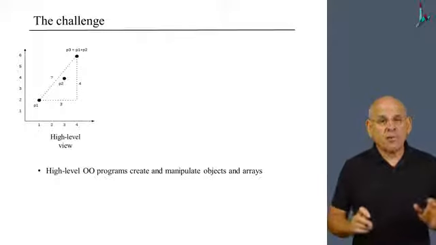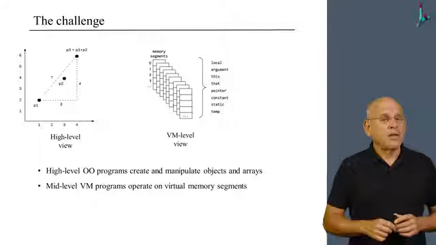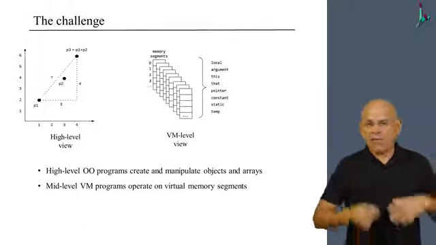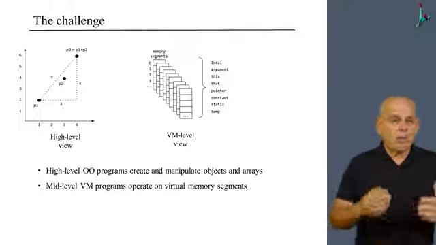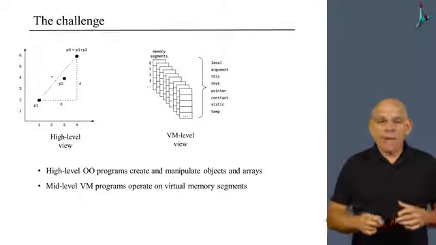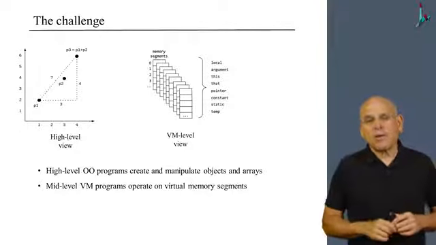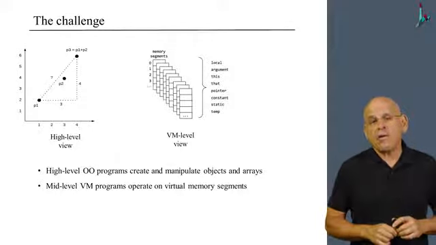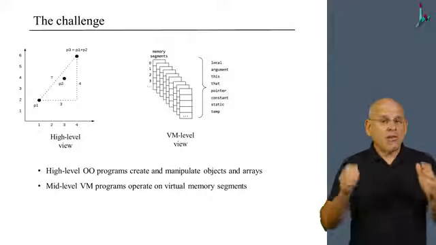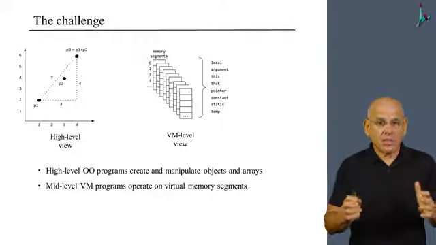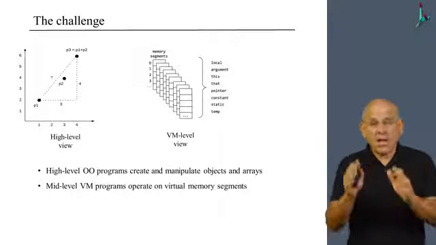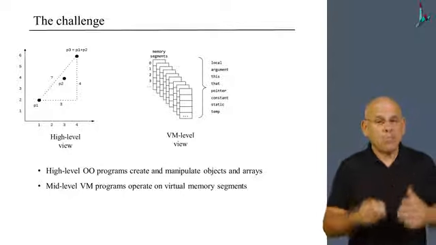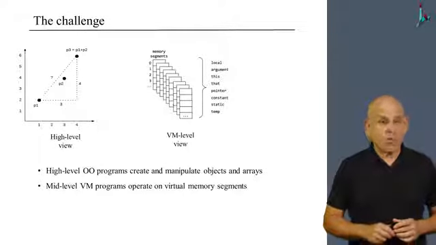However, if you were forced to write the same code using the intermediate VM language, you wouldn't have all this luxury of objects and methods that operate on objects. Instead, you would be stuck, so to speak, with the much simplified worldview of the virtual machine, which consists of 8 virtual memory segments. So everything that you did in the high level, you had to do using these virtual memory segments and push and pop and other VM commands.